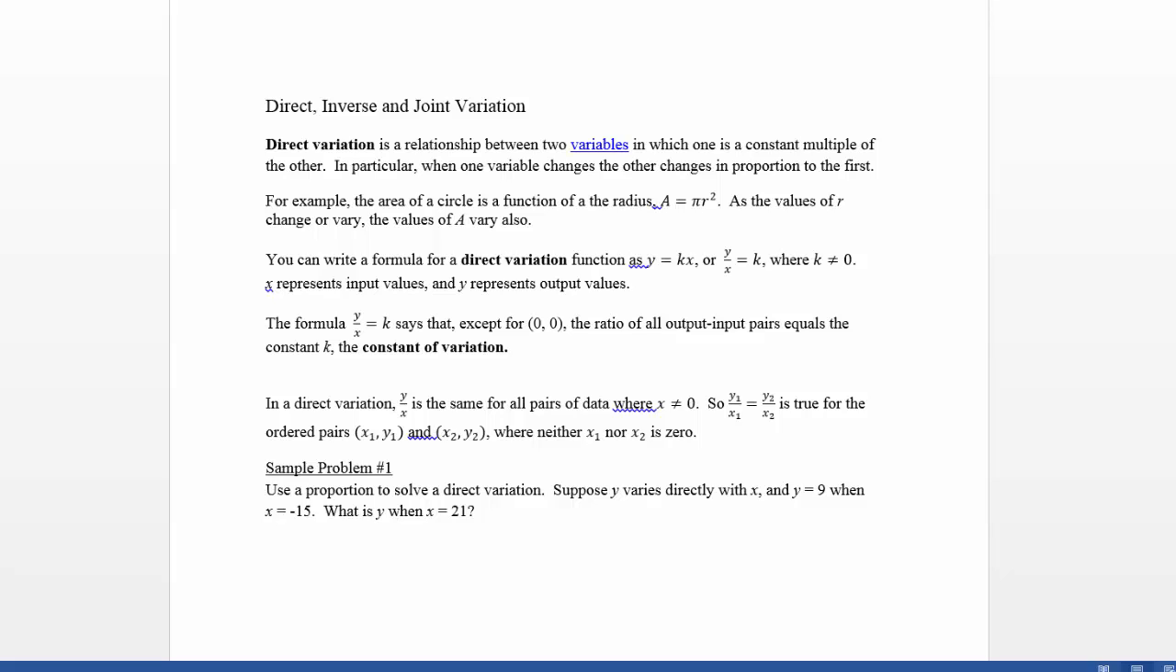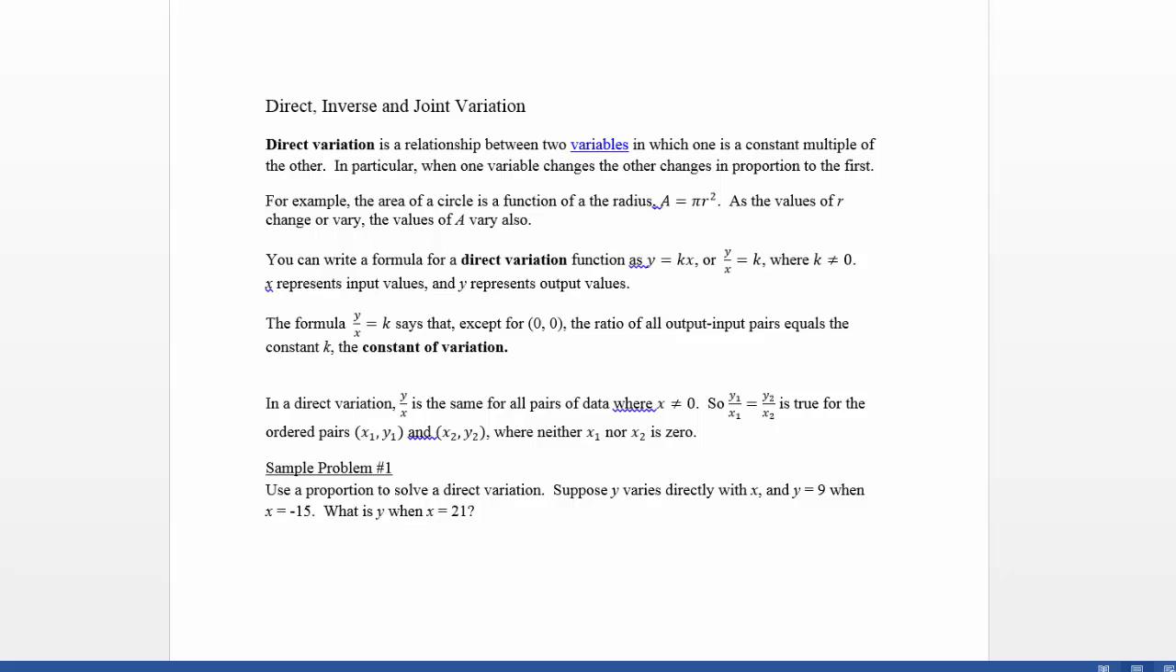Before we get into the bulk of what this unit is about, which is rational functions, we're going to kind of back up a little bit and talk about a couple concepts that you should have learned in Algebra 1. That's direct variation and inverse variation. Now, the simplest way to think about direct variation and inverse variation is this.